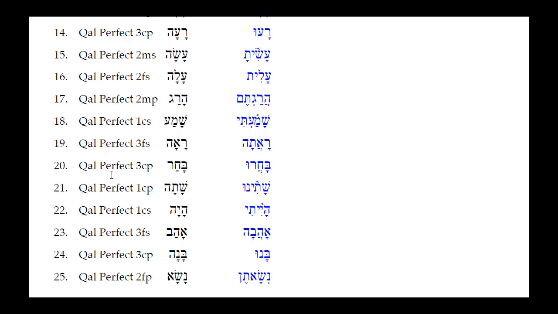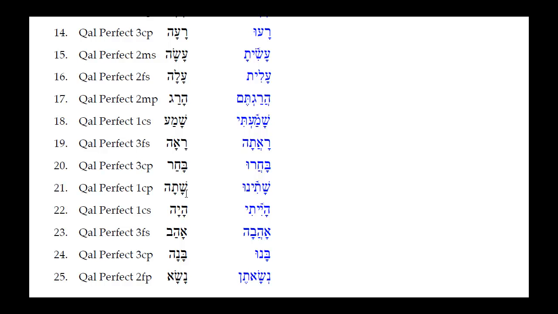Number 20, we have qal perfect third common plural from bachar. And we know that the third common plural ending is the shureq here, the u. So basically, what you're going to have is that the patach under the chet is going to reduce down to a shva or a compound shva since it's a guttural. And we get bacharu. They chose.